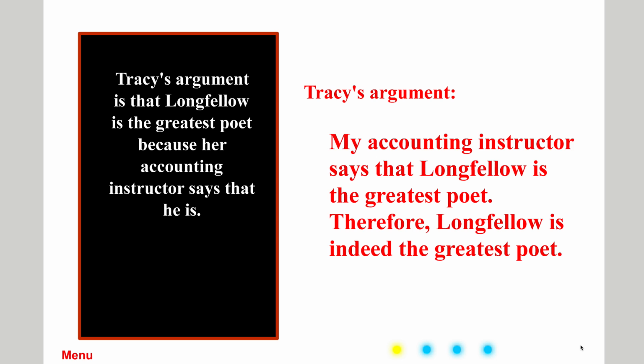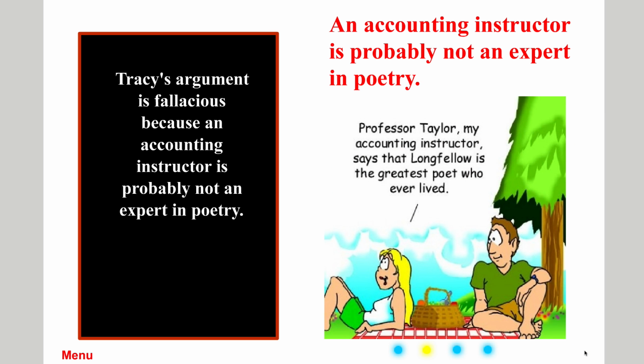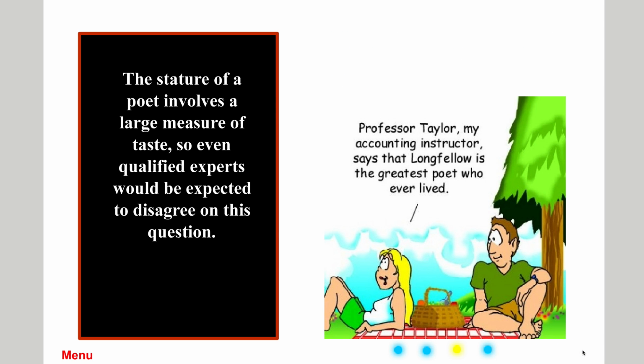So again, Tracy's argument is, my accounting instructor says that Longfellow is the greatest poet, therefore Longfellow is indeed the greatest poet. It's fallacious because an accounting instructor is probably not an expert in poetry. It can be, but from the information we're given, we don't sense any of that. If this was an argument about accounting, then he would be a proper authority, but he's an unqualified authority at this point. The stature of a poet involves a large measure of taste, so even qualified experts would be expected to disagree on this question. That's true too, but you at least have to start to give an argument.